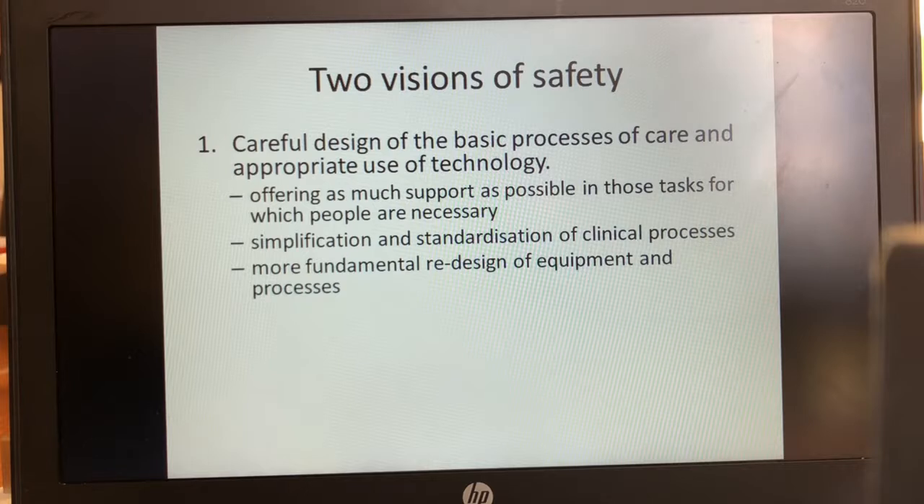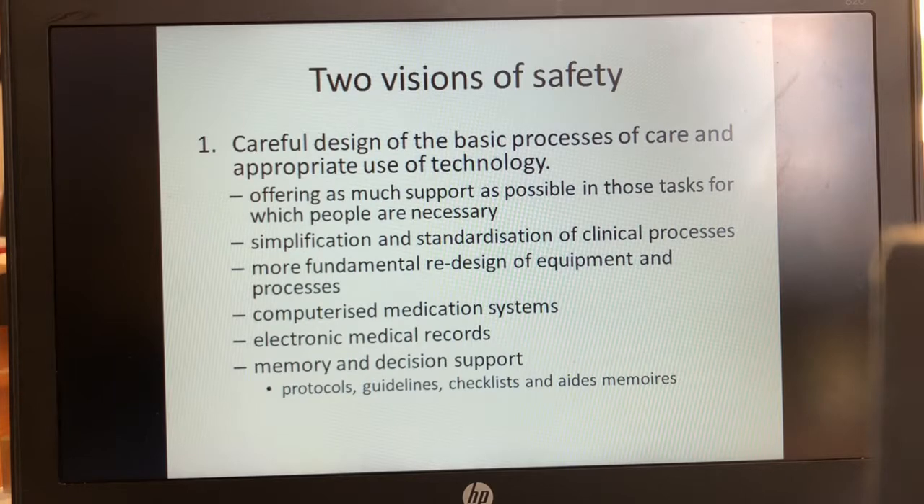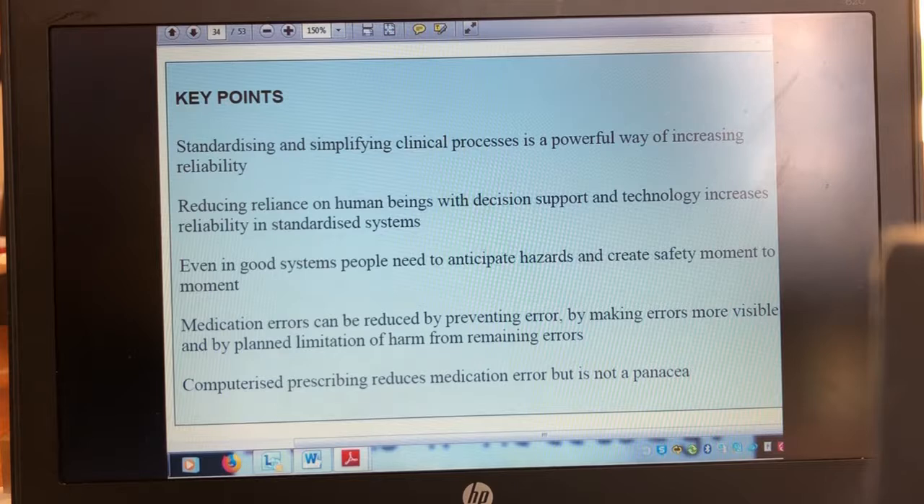And includes a careful design of the basic processes of care and the appropriate use of technology. So, for example, computerized medication systems, to help overcome human fallibility or human vulnerability, particularly to fatigue and environmental stresses and influences. So the use of memory aids and decision support, for example. And of course, guidelines and checklists are a particularly good example of this.